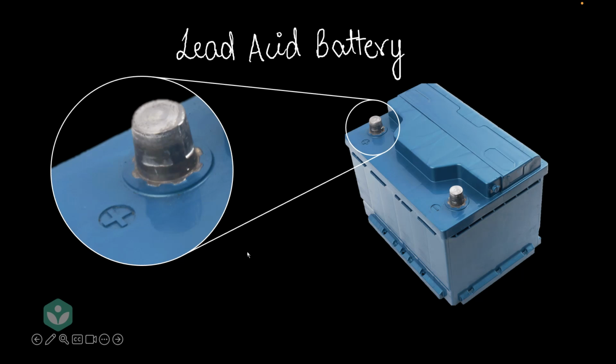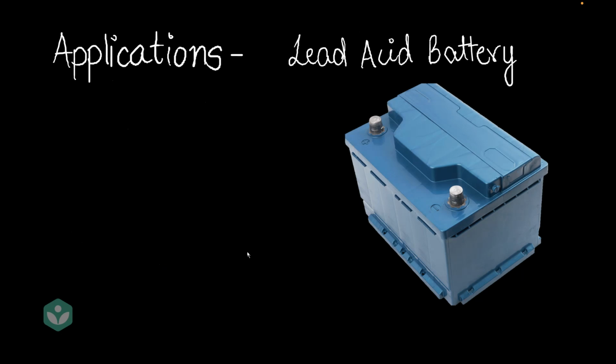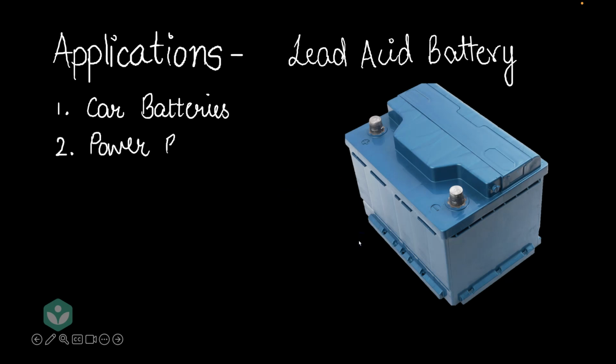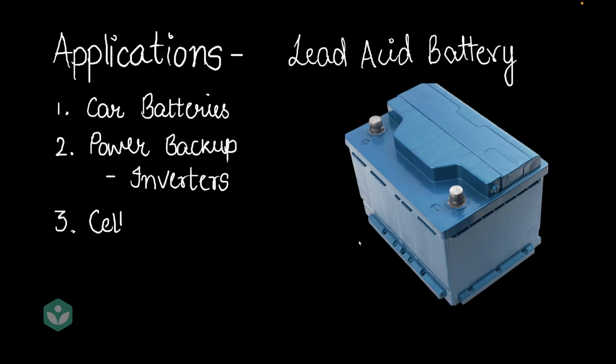Okay, great. Before we close this video, let's just go through a few applications of the lead acid battery. The lead acid battery is used in cars, in trucks, in bikes. It's used to start up the engine of a vehicle. The lead acid battery is used for power backup applications as well. It's used as inverter batteries in industries, at homes, in a lot of places like that. It's also used in cell phone towers.